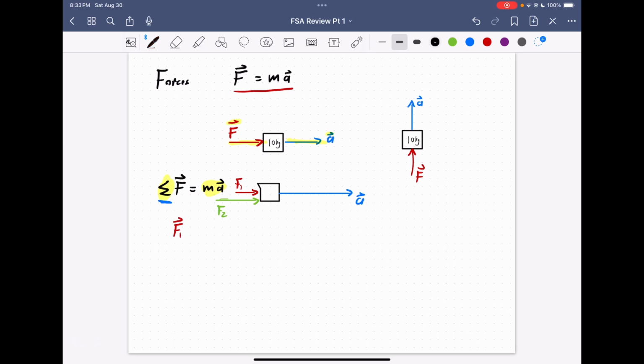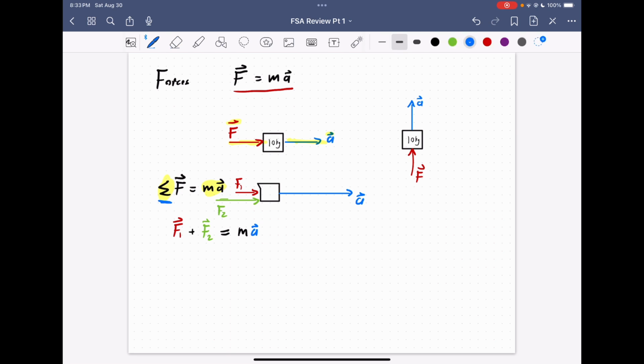In this equation, if we expand out that little sum, we would get F1 plus F2, and that is going to equal mass times acceleration. So if we were just given these two forces and we knew the mass, that means we could solve for acceleration. So that seems pretty useful. If we know these forces, we can solve for acceleration. Same thing as if we knew one of the forces and acceleration and the mass, we could solve for force.